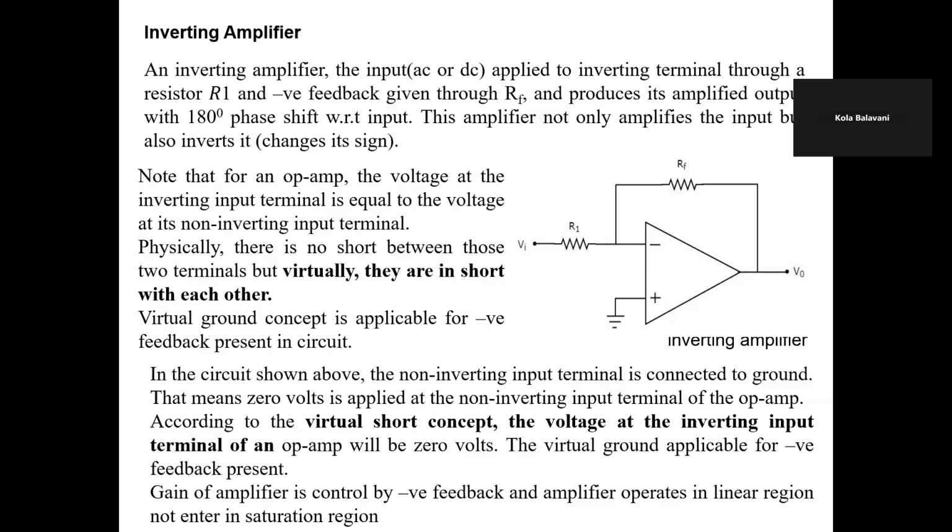The input applied to the inverting terminal is either AC or DC. And here the operational amplifier has a closed loop structure, meaning some of the output is connected back to the input side. This is the feedback signal, and it is connected through the feedback resistor RF. The operational amplifier follows negative feedback, so here the feedback resistor is RF.